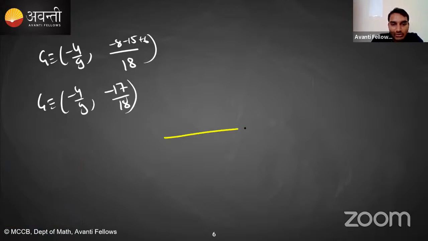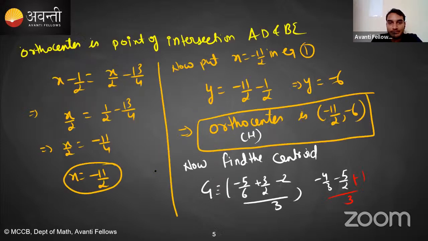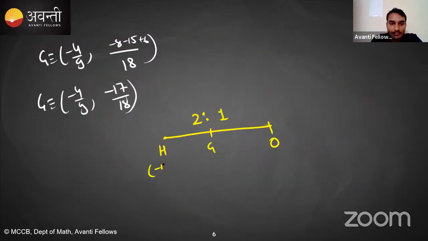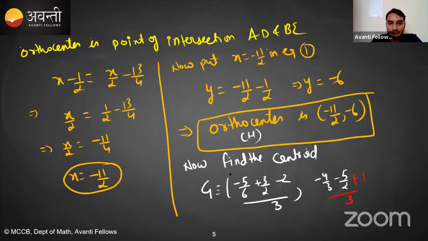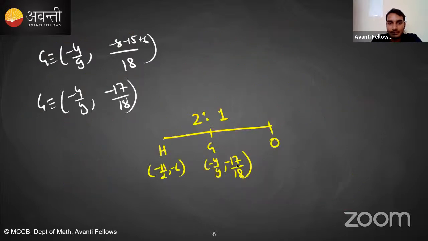You know that your orthocenter, centroid and circumcenter are collinear for any triangle, and the centroid divides in the ratio 2:1. Right? What is the orthocenter? Orthocenter is -11 by 2 comma -6. What is the centroid? -4 by 9 comma -17 upon 18, right? And now you can get x comma y. Use the section formula and get it.